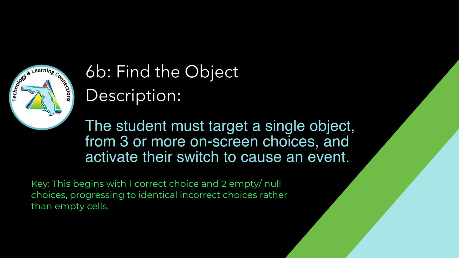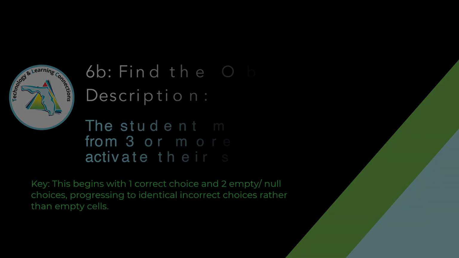how to make choices. In Step 6B, Find the Object, the student must target a single object from 3 or more on-screen choices and activate their switch to cause an event. This begins with 1 object and 2 empty or null cells to choose from, thus creating only 1 correct choice.